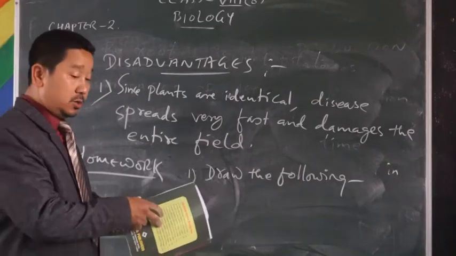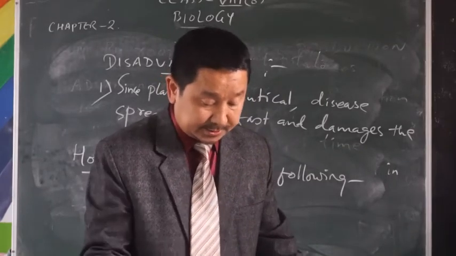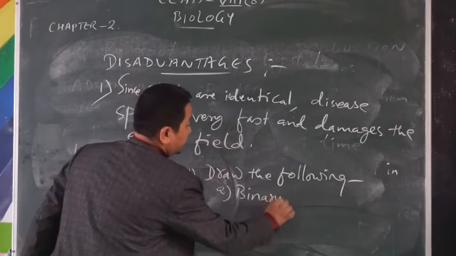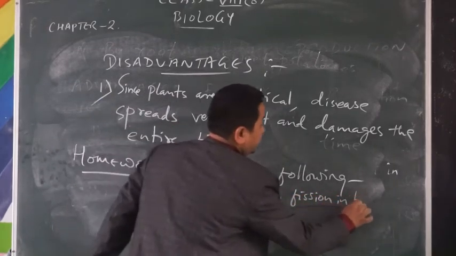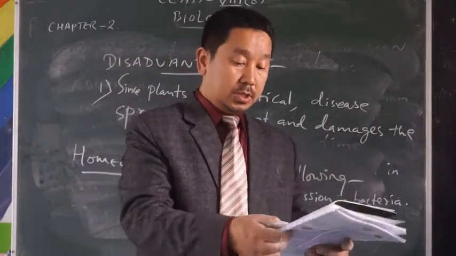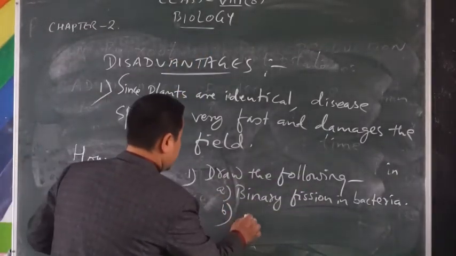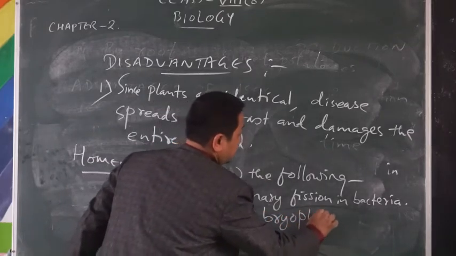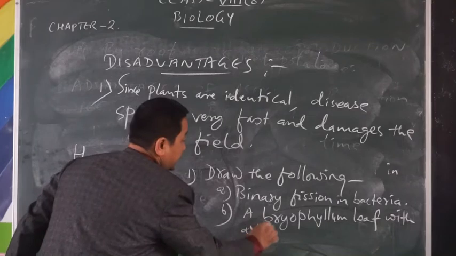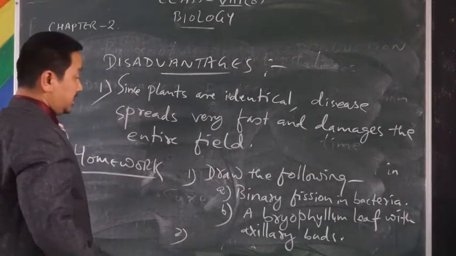What you have to draw is binary fission in bacteria. Number two, bryophyllum leaf with axillary buds.